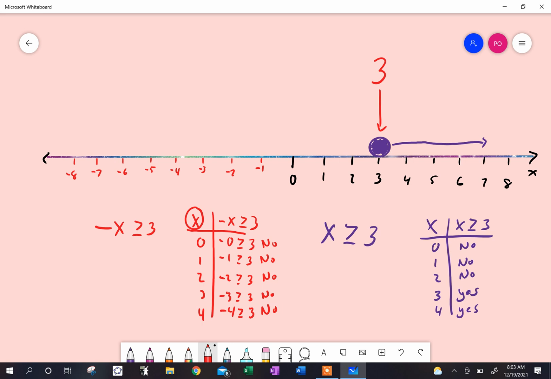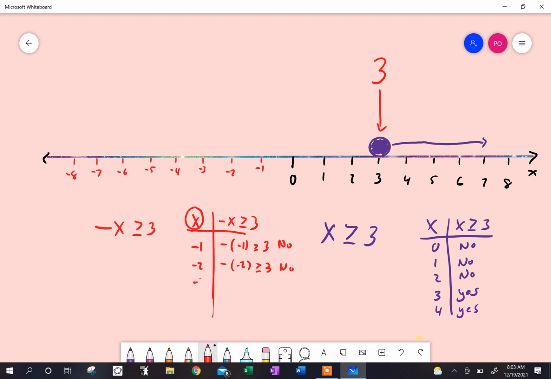So you might be saying, whoa, what's going on here? Well, let's take a quick look at some other values. We just said 0, 1, 2, 3, and 4. None of those worked. So what I'm going to do is take a look at some other values. Let's see what happens when I try negative 1. Well, now I have a negative 1, and that's going to be 1 is greater than or equal to 3, so that's still no. Negative 2 becomes a negative 2, which is a positive 2, and 2 is still not greater than 3.